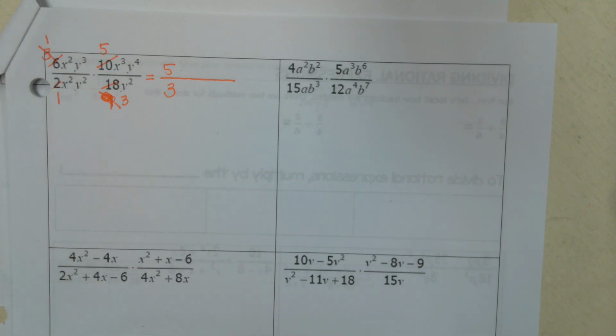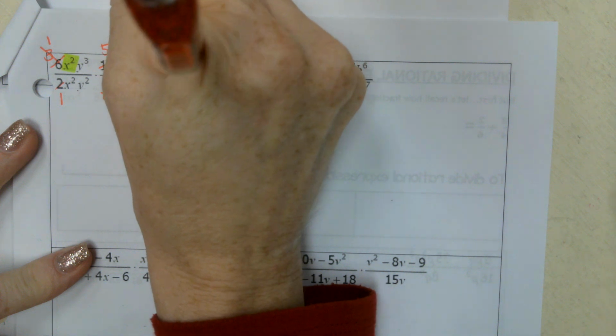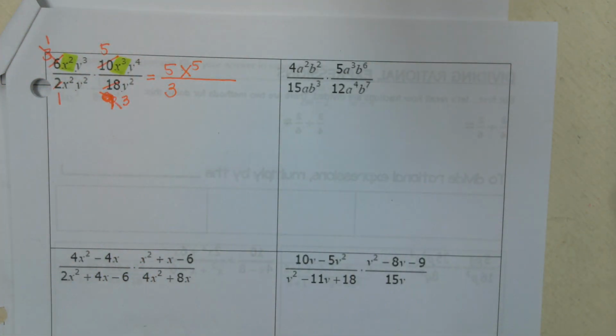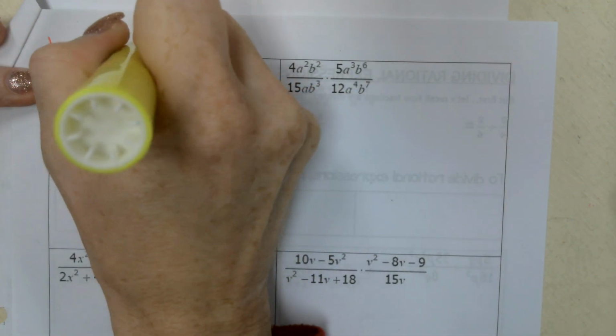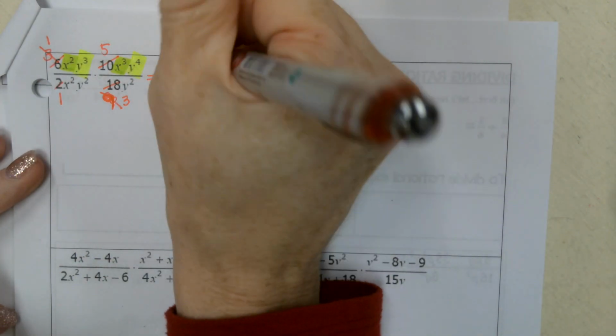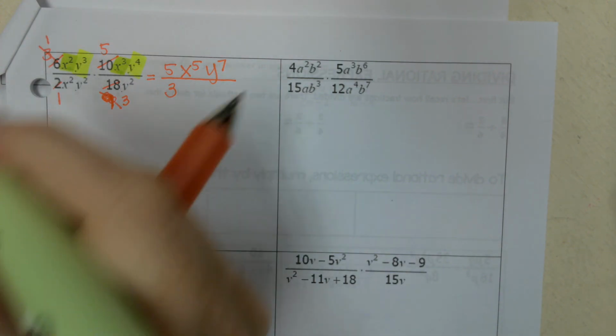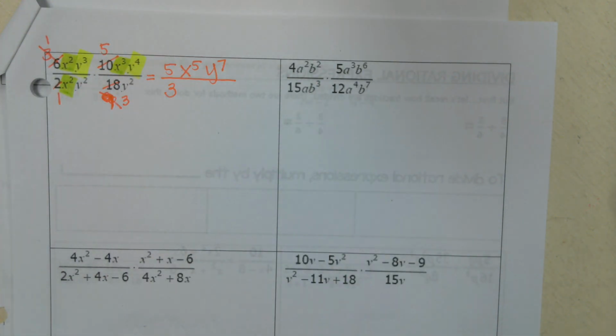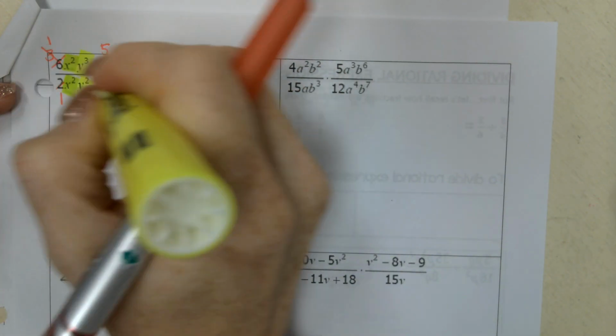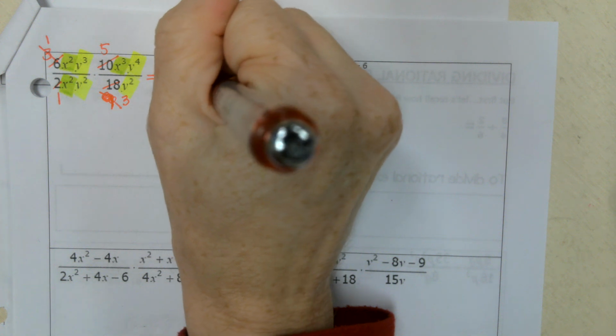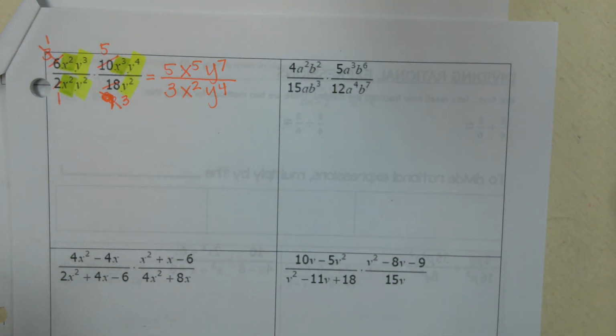But then I have these like terms on the top. If I multiply the x squared and the x to the third together, that gives me x to the 5th. And then here I have y to the third and y to the 4th, which gives me y to the 7th. On the bottom, I have x squared. There's no more x, so I'm going to leave that as x squared. And then here on the bottom, I have y squared and y squared, which makes this y to the 4th.